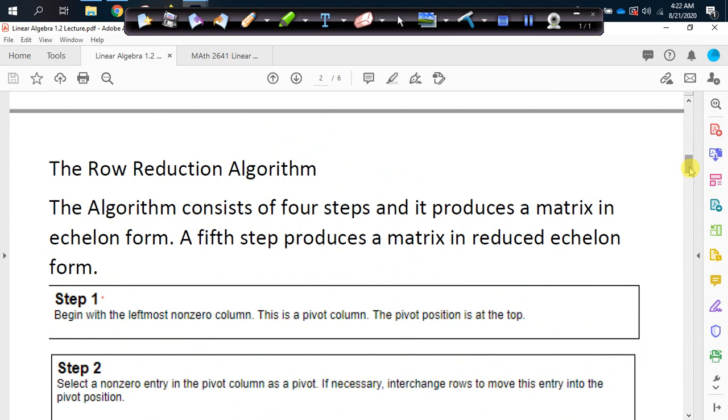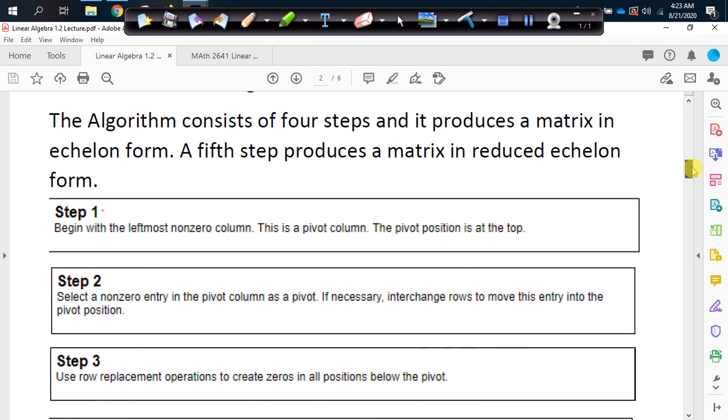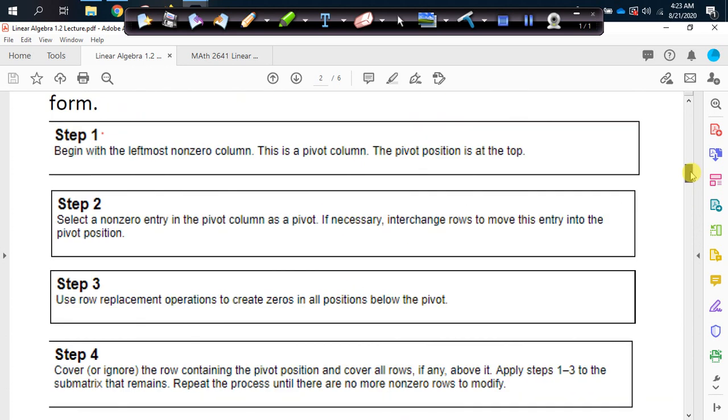Now, the row reduction algorithm. This is just an algorithm for what we've already been doing. The first 4 steps produce a matrix in echelon form, and the 5th step goes a little further and makes it into reduced echelon form. Begin with the leftmost non-zero column. This is a pivot column. The pivot position is at the top.